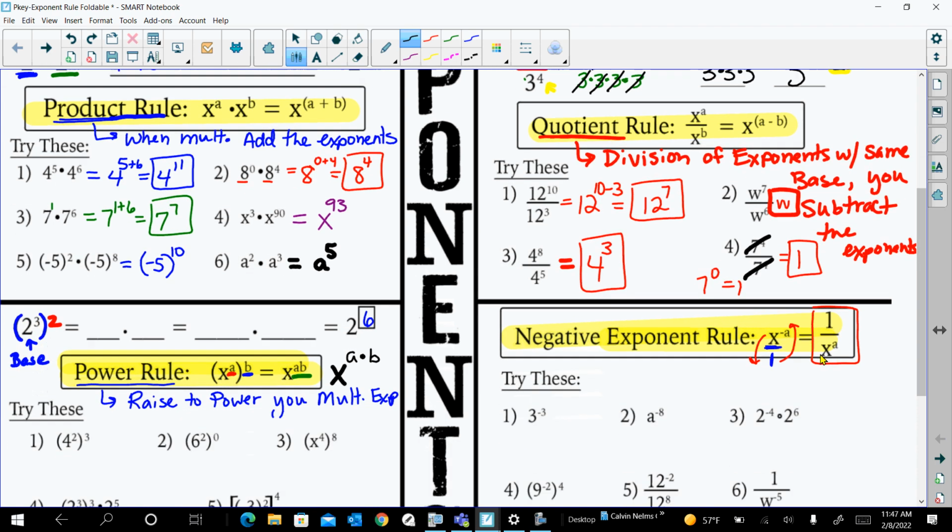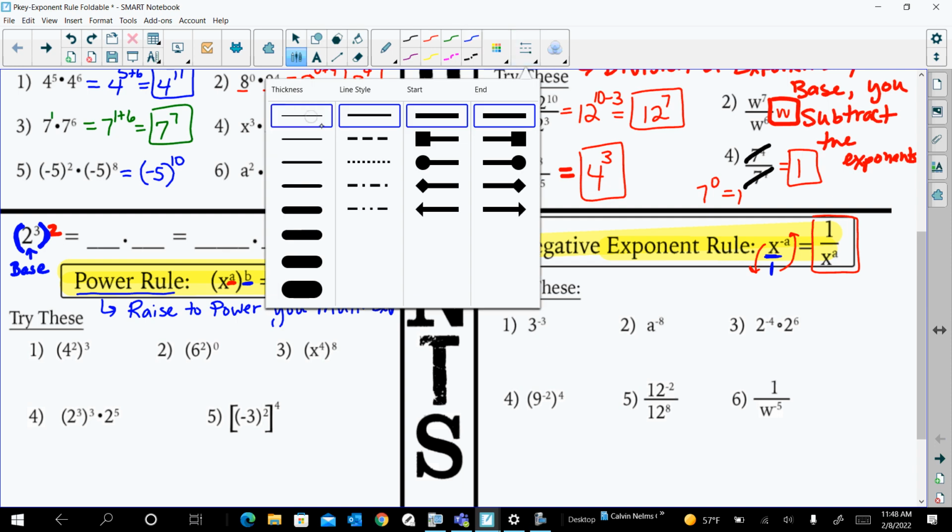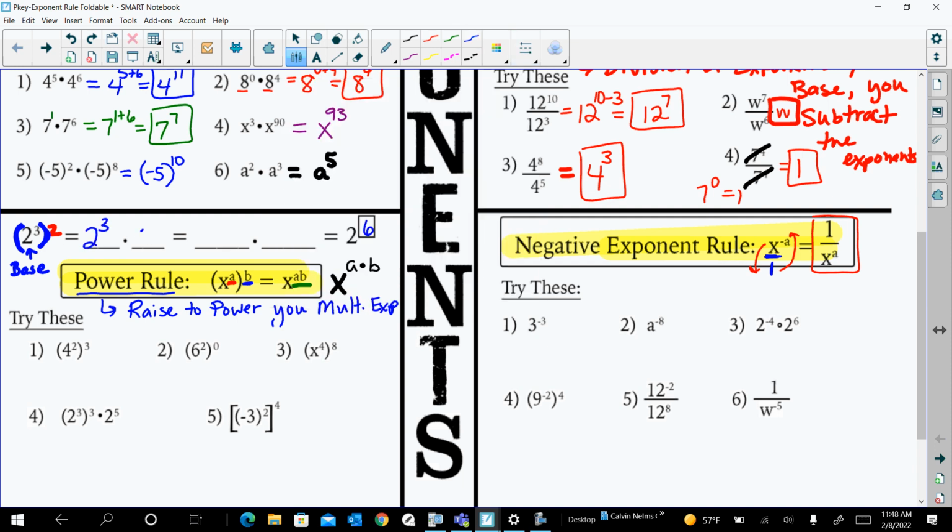All right, now power rule. You need to remember you only use this rule when we see parentheses and an exponent outside that parentheses. Over here, this means we have 2 factors of the base 2 to the third. So we would say 2 to the third times 2 to the third power. Well, that's the same thing as saying, in expanded form, 2 times 2 times 2 and 2 times 2 times 2, right? Which is just going to give you 2 to the 6th power.